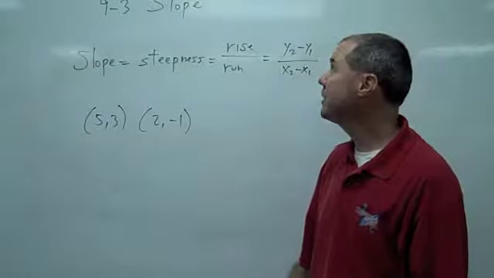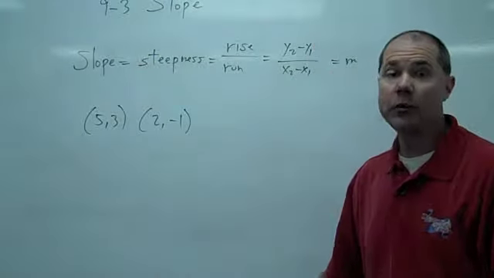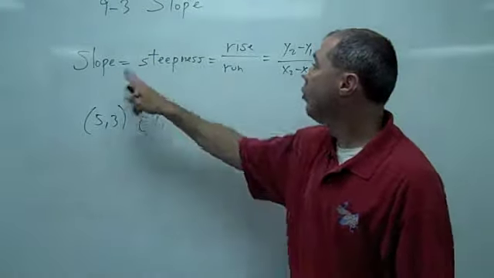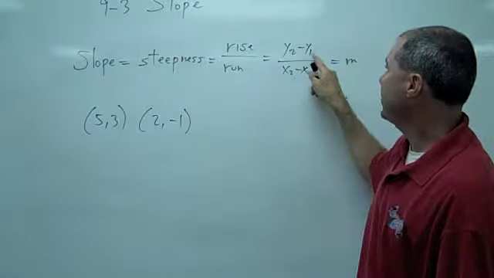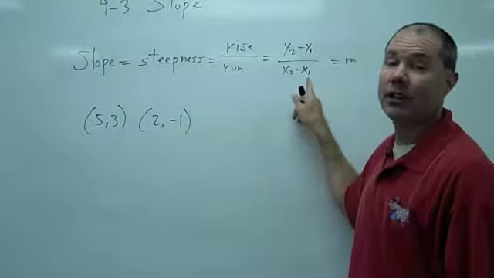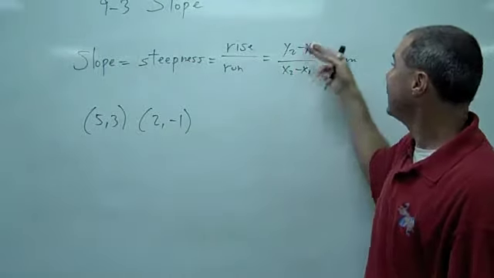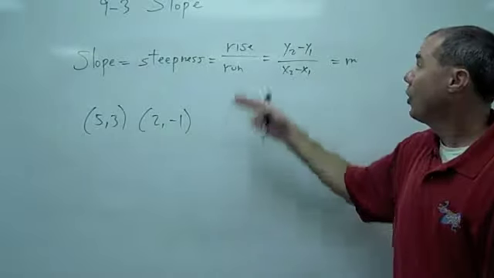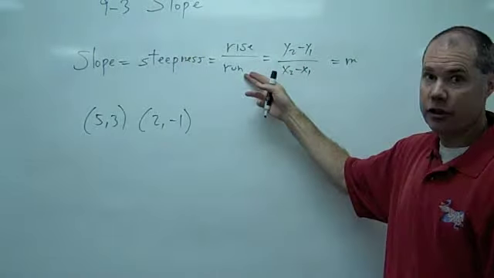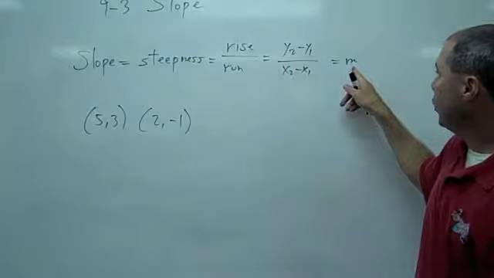Let's do section 9.3, slope. Slope, and we're talking about slope of a line. Slope means steepness, which is rise over run, which is y2 minus y1 over x2 minus x1. I'll explain that in just a second. That's just the change in y divided by the change in x, or change in rise over the change in the run. And the letter for slope is m.